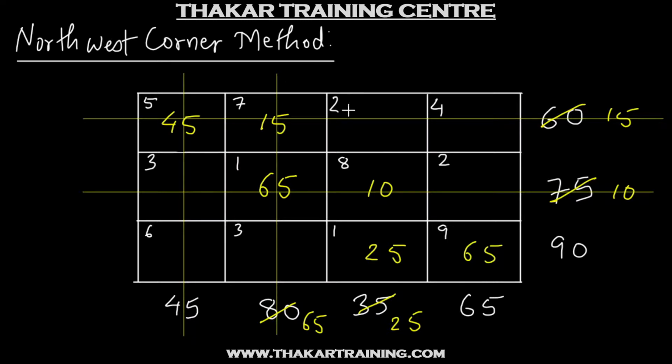What we need to do is, from all the cells that are available for allocations, we select the cell which is at the topmost left hand side corner and allocate the maximum quantity to that cell. The maximum quantity that can be allocated to a cell is the minimum of the source capacity and the destination requirement. When a source capacity is completely exhausted or a destination requirement is completely met, we strike off the corresponding row or column because the other cells in that row or column cannot have any allocations. And the steps are repeated until all the source capacities are exhausted and the destination requirements are met.